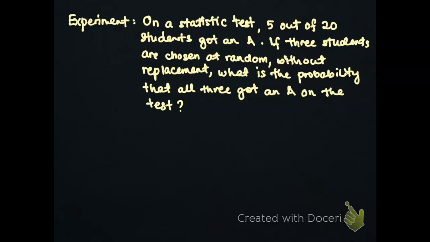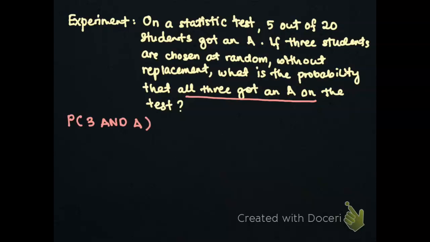On a statistics test, 5 out of 20 students got an A. If 3 students are chosen at random without replacement, what is the probability that all 3 got an A on the test? Okay, to solve these problems, you have to identify the main information that you need to retrieve. Here it asks you to find the probability of all 3 students getting an A. So probability of 3 students and A.